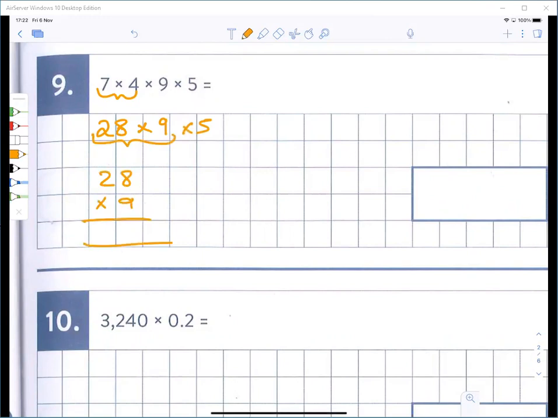So 8 times by 9 is? 8 times by 9 is 72. 2 times by 9 is? 2 times by 9 is 18. 18 add 7 is? 18.